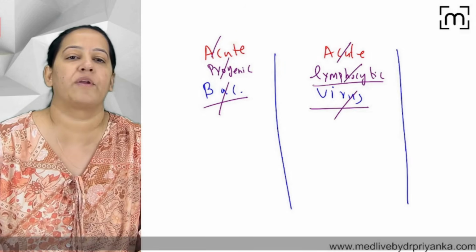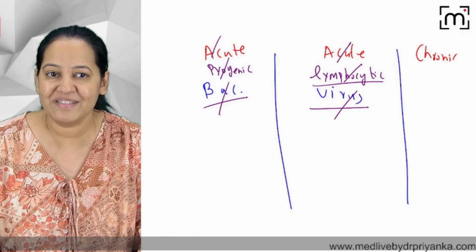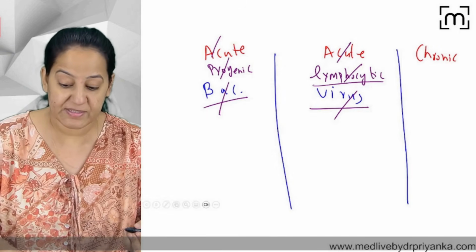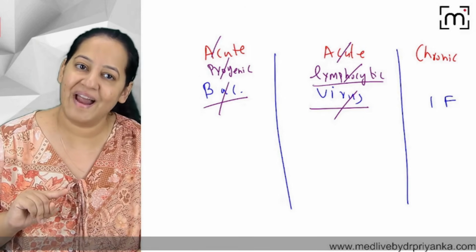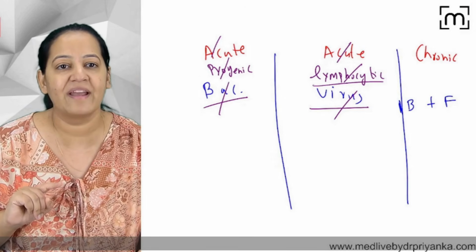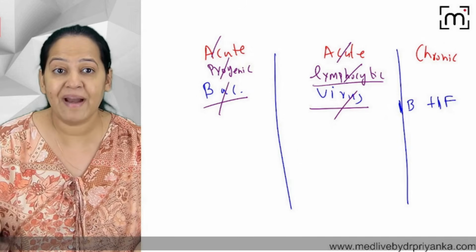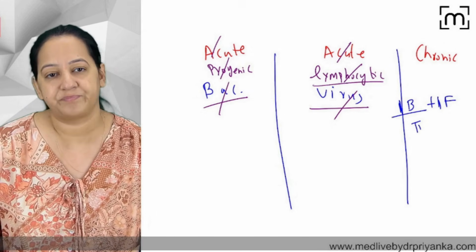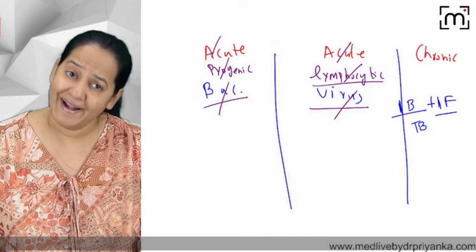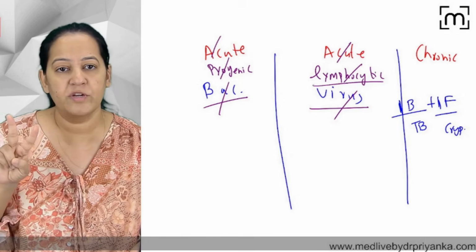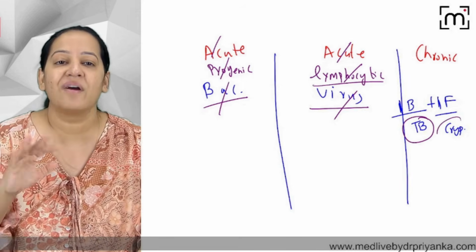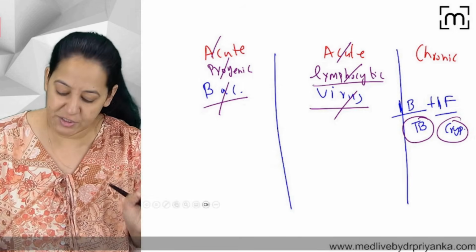And the third one is chronic meningitis. You say, ma'am, if it's chronic, is it by bacteria or virus? It is by one bacterium and one fungus. Name the bacteria: the name of the bacteria is TB, Mycobacterium tuberculosis, and the name of the fungus is Cryptococcus. So chronic is of two types. What are the two types? Tubercular meningitis and cryptococcal meningitis. These two are chronic.